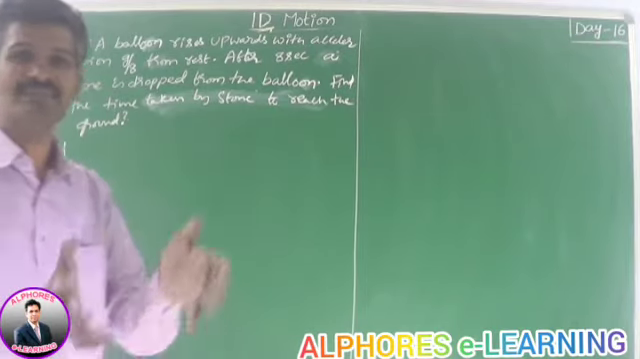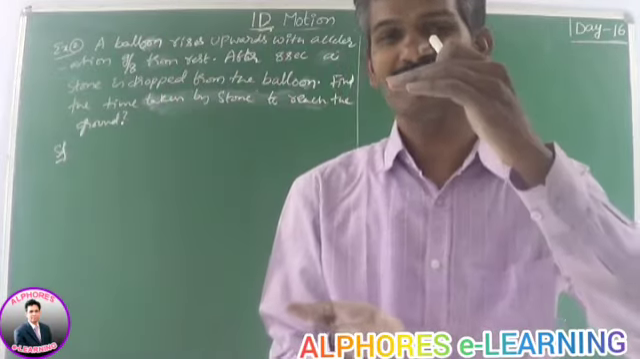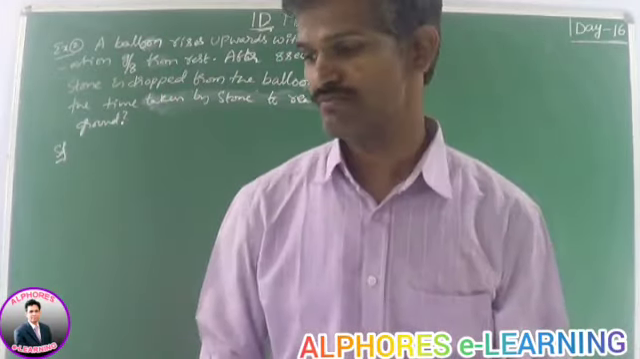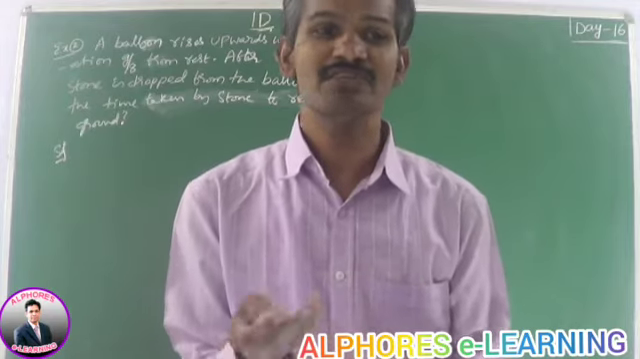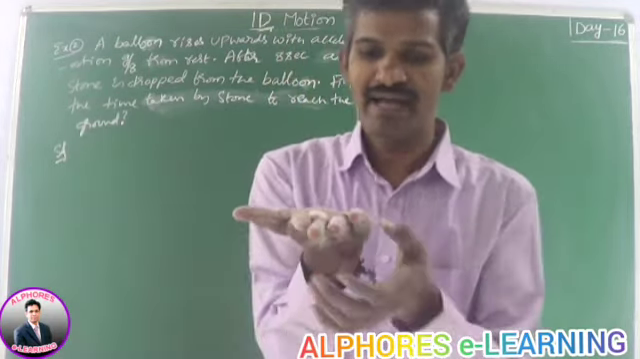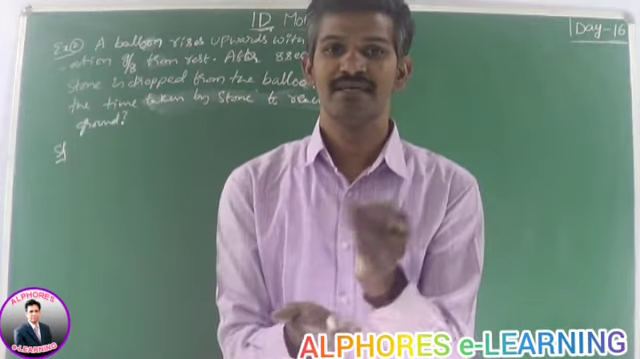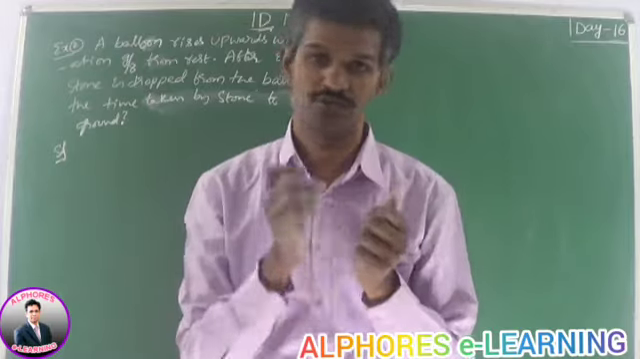So a balloon is rising vertically upwards with acceleration g by 8. After 8 seconds, a stone is dropped from the balloon. What is the behavior of the stone? For suppose this is my hand. My hand is like a balloon. It is rising upwards. A stone is dropped from this. It is the behavior of the stone.